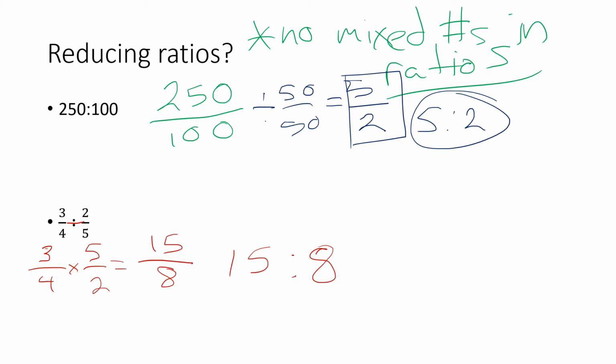Just like dividing fractions, if you have mixed numbers, say we had, instead of 3/4, 1 3/4 divided by 2/5, this would have to become an improper fraction before we do anything else. We'd have to turn it into 7/4 divided by 2/5 and then divide.